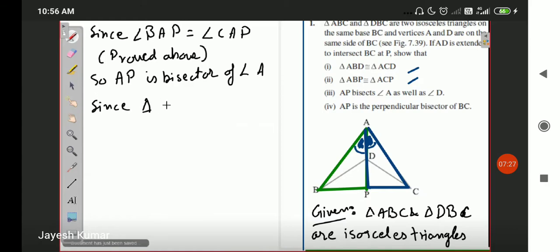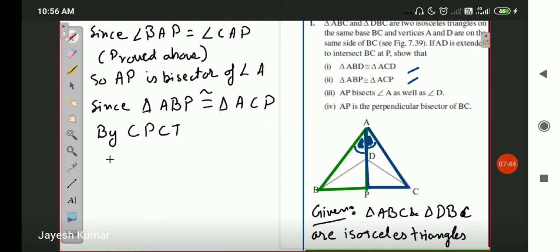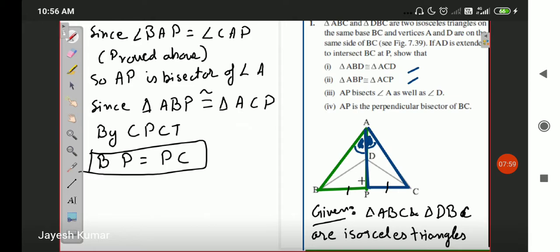Secondly, since triangle ABP is congruent to triangle ACP, since these two pair of triangles are congruent, by CPCT, corresponding parts of congruent triangles are equal, this length BP and this length PC should also be equal. BP and PC are equal, as well as we can say that angle APB and angle APC are also equal. Angle APB is equal to angle APC.